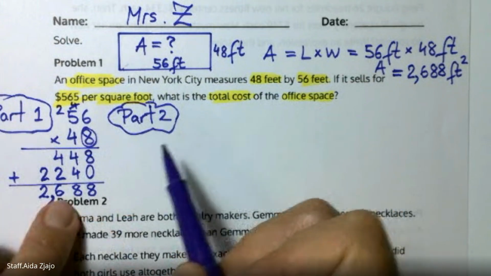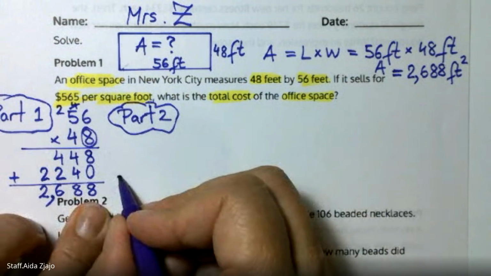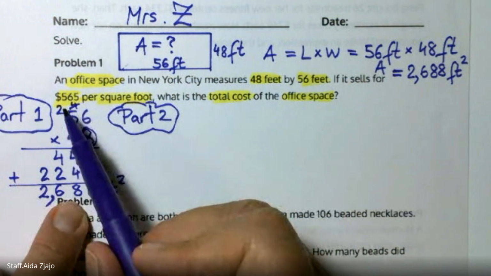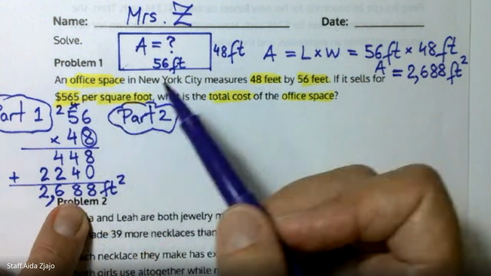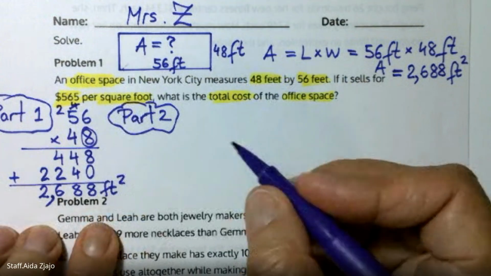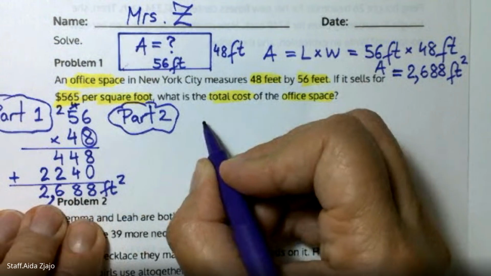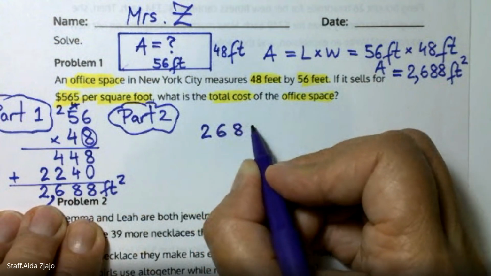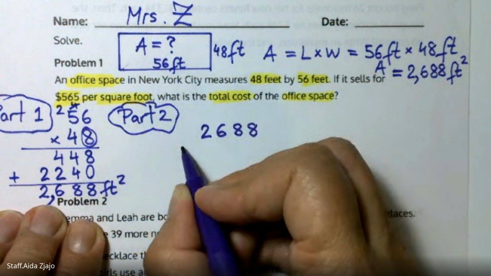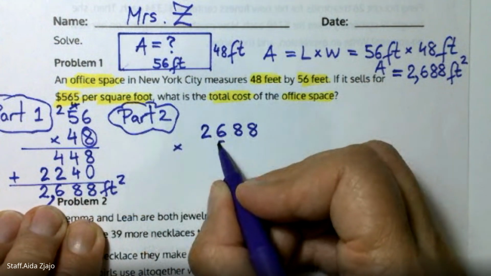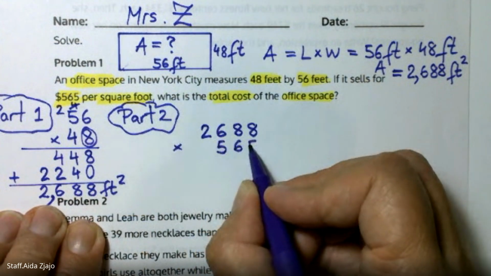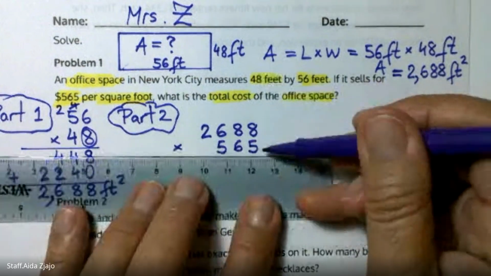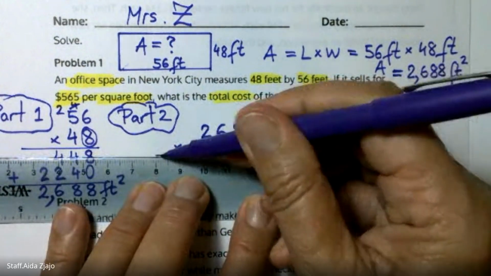Now part 2 of the problem is to find, if it sells for $565 per square foot, so each of these square feet costs $565. What that means is that we need to take that 2,688 and multiply by 565. Okay, so it's a 4-digit by 3-digit multiplication.